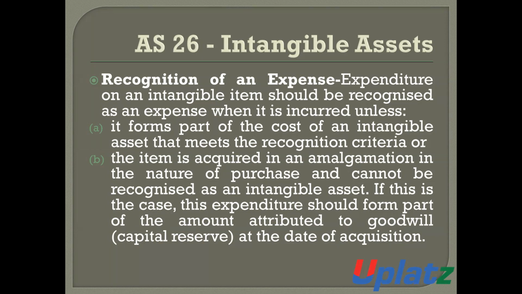as an intangible asset; or number two, the item is acquired in an amalgamation in the nature of purchase and cannot be recognized as an intangible asset. If there is any item acquired in an amalgamation in the nature of purchase that cannot be recognized as an intangible asset, then this expenditure should form part of the amount attributed to goodwill at the date of acquisition.